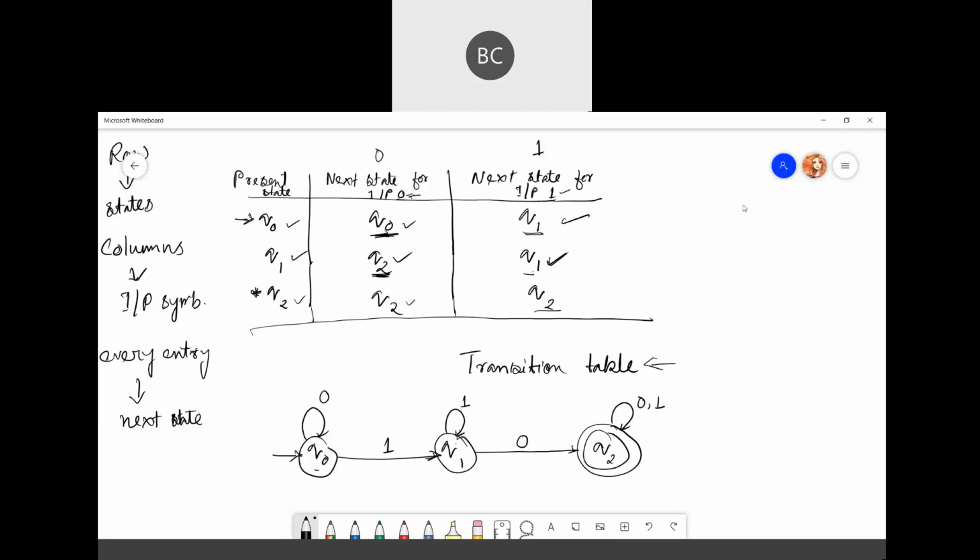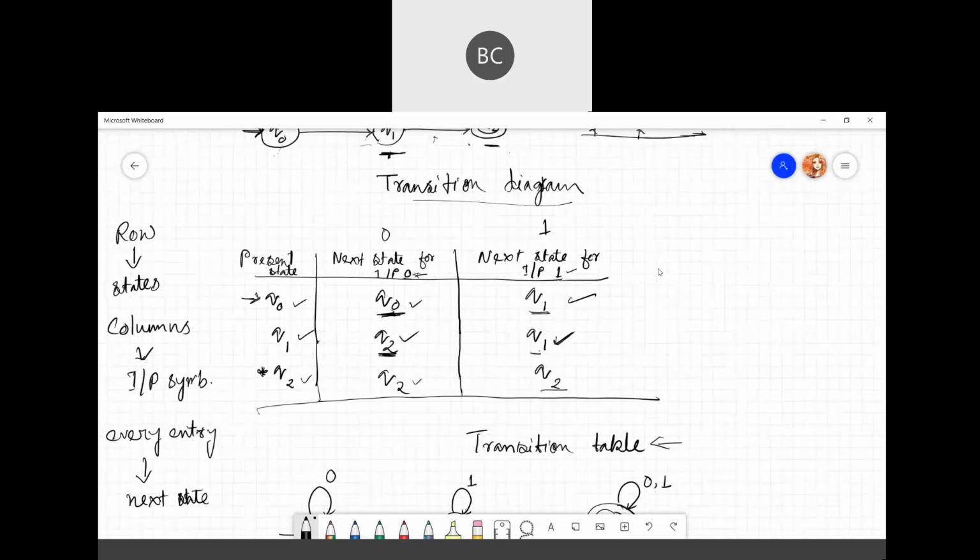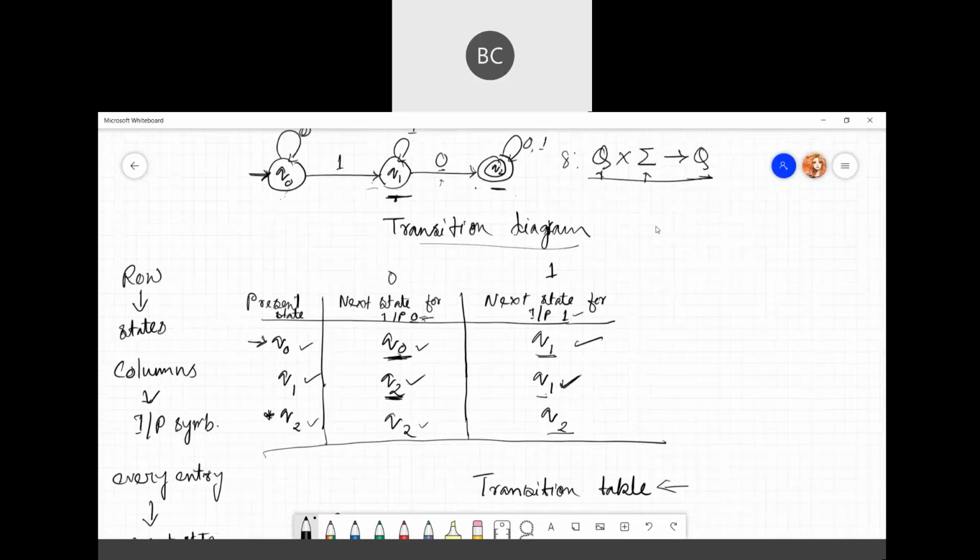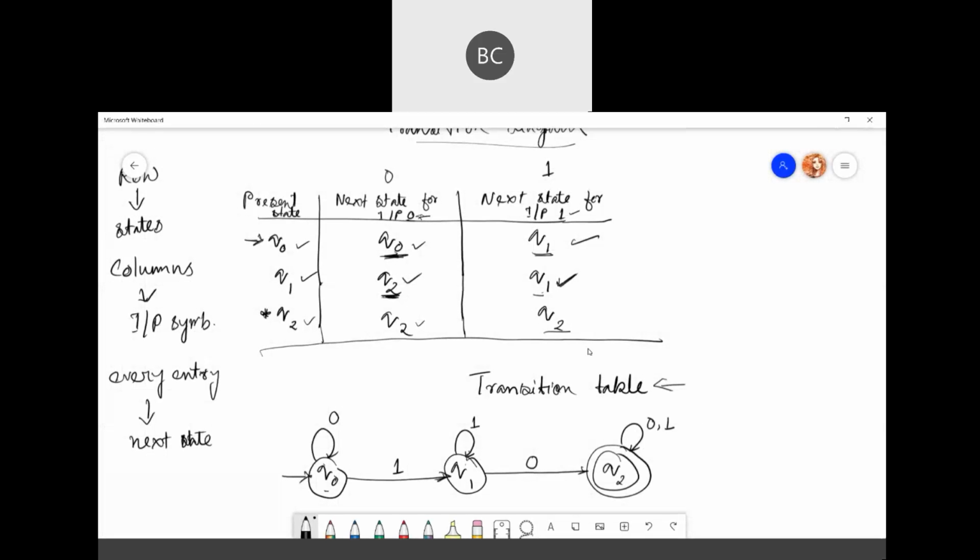Okay, I will end the class now. In the next class, we will see the example for DFA. Then it will be more clear for you guys. Okay, now we just need to know the concept, how you can draw the diagram from the table, or from the diagram how you can create the table.